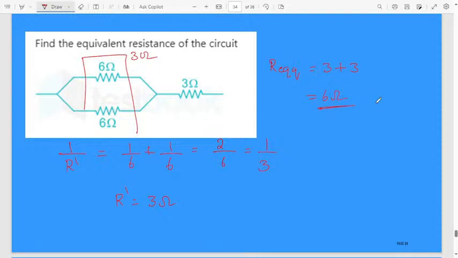Without using pen and paper we can answer this kind of problem in the exam.